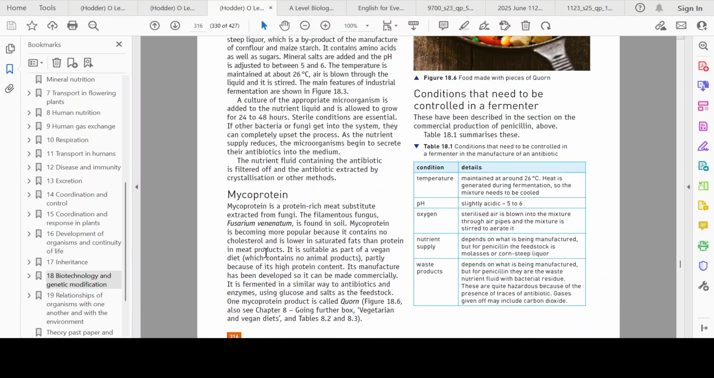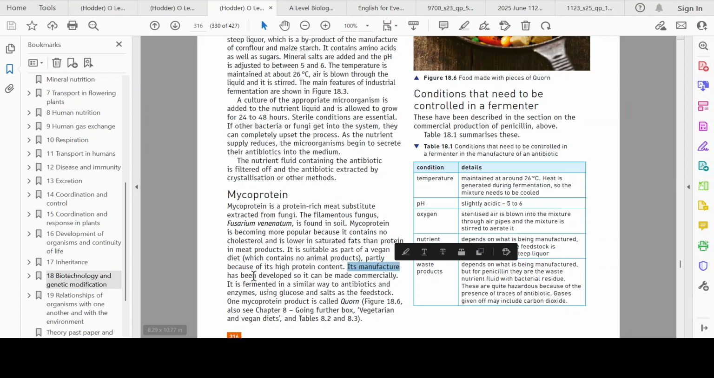Mycoprotein is a protein-rich substance. It's basically extracted from fungi, and its texture is like meat, so it's used as a meat substitute. It contains lower amounts of saturated fats than actual meat. It has zero cholesterol, so it's supposedly healthy. I say supposedly because I've never had it to eat. It does not contain any animal products, so it's vegan, which is good as well. And you can add flavors to it and make it however you want it to be.